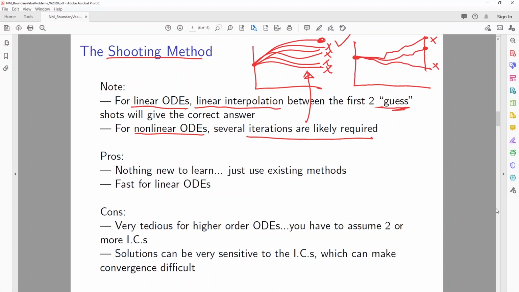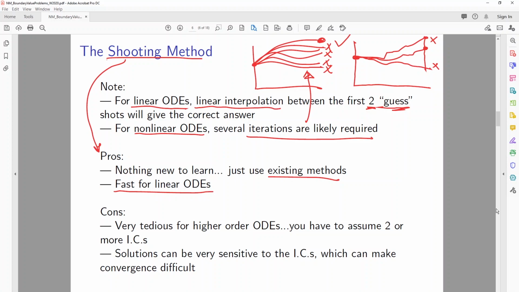Now, the pros of the shooting method are that there's really nothing new to learn. We just use the existing methods, whether it's Heun's method or Euler's method or ODE45, and we just apply it and we shoot away. And if we miss, we keep on shooting, and eventually we're going to hit our target. It's very fast for linear ODEs in the sense that we only need 2 guesses. We'll talk about those guesses later on, because we have to guess that first slope. It's very fast for linear ODEs.